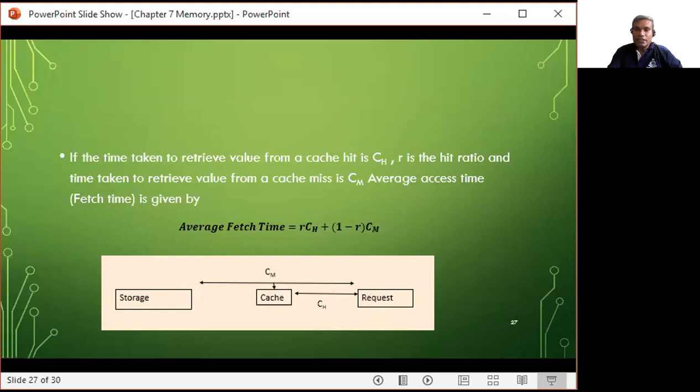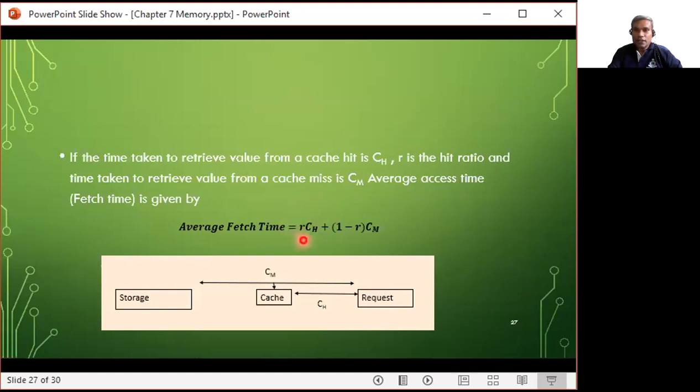So let's say 80% cache hit ratio. So 80% of the time you get that part. But what about the remaining 20%? Now the remaining 20% you would have to spend time to retrieve the value from the storage. So the total time taken for that is called the cache miss time. It's given here by CM.